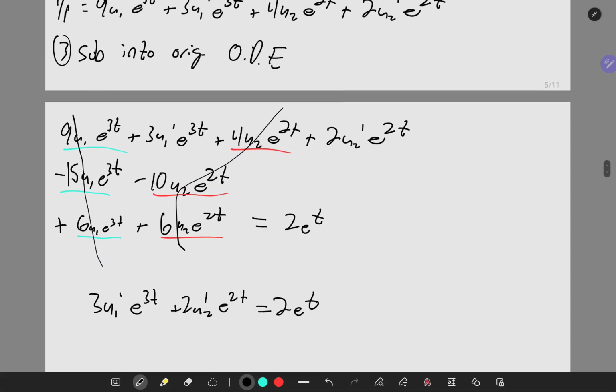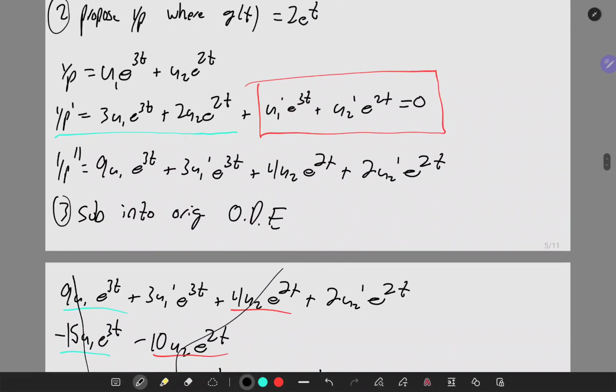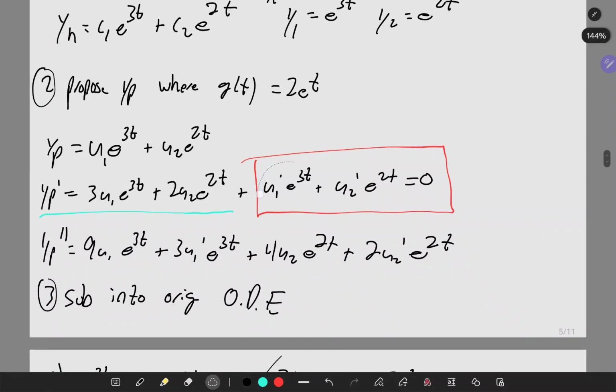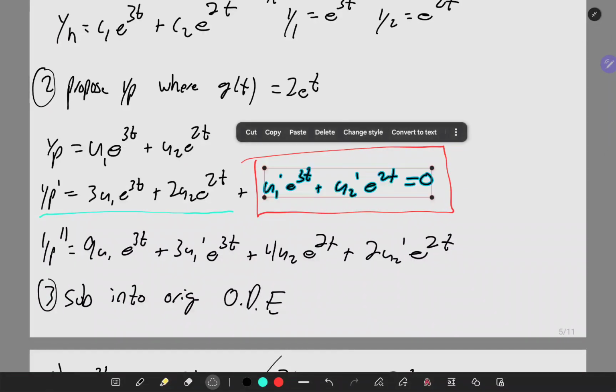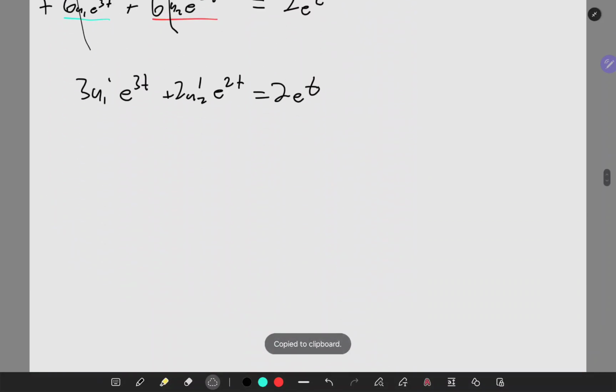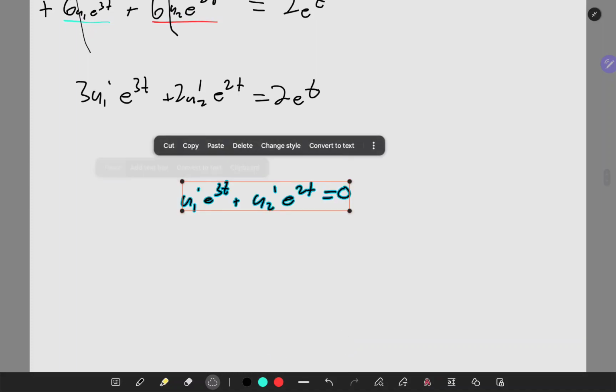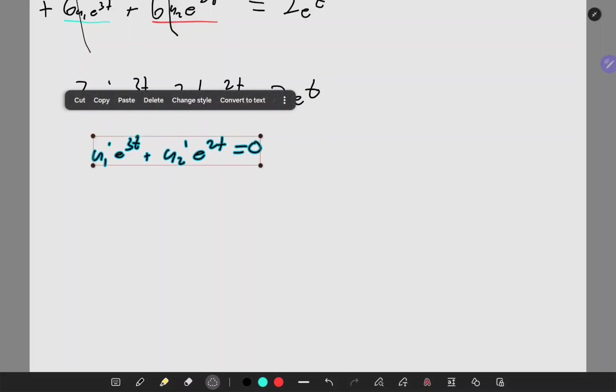And we also have another, remember we have this equation from before. Let me just copy it. And we have this one from before. So now we have two equations making a system of equations.